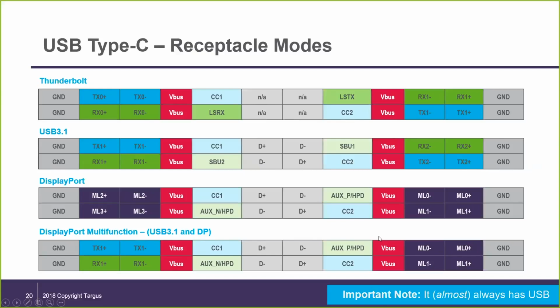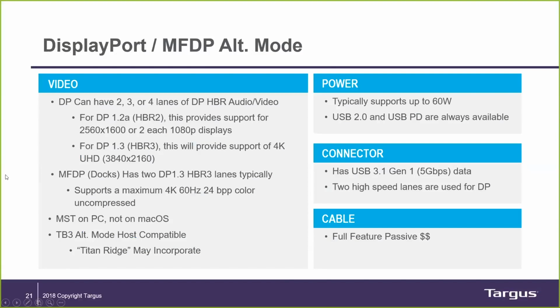Then you have DisplayPort multifunction, which is the most common for docking, for instance, in any dongle with USB. Why? Because we need at least 2 of those lanes to do the USB SuperSpeed signaling, not SuperSpeed Plus, but SuperSpeed. And then we leave 2 others for DisplayPort information. And so that makes this a 2-lane DisplayPort solution. I'll explain what that means in the next chart.